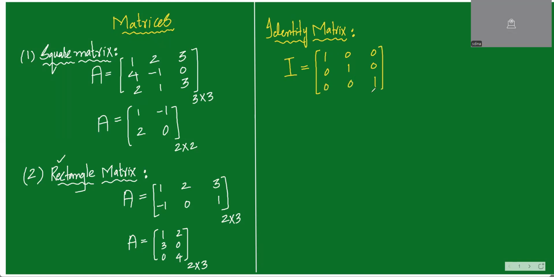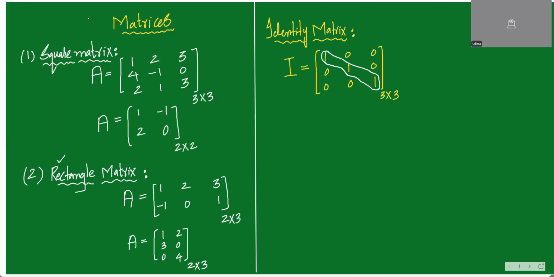Can you tell me what is the order? 3 rows, 3 columns, so 3 by 3. There is a special arrangement of the elements of this matrix. What is that arrangement? The first element of the first row is 1, and you see here 0, here 0, here 0, here 1. So especially you can notice one thing here: the elements of the diagonal are 1 and the rest of the elements are 0. Such a matrix is called an identity matrix.